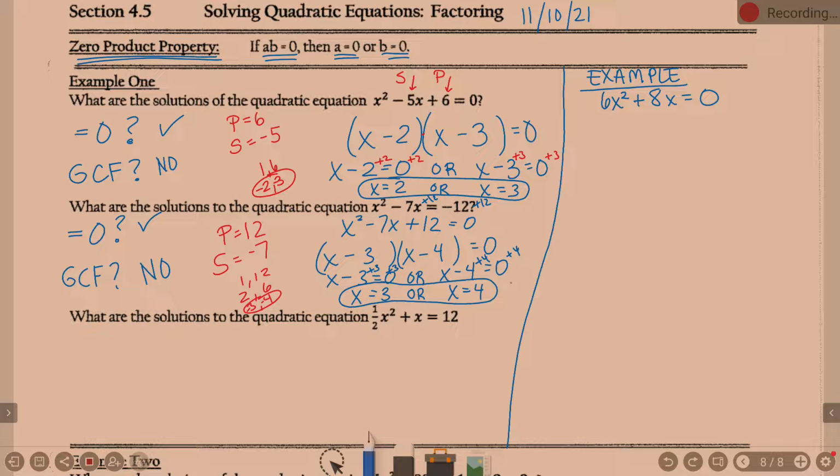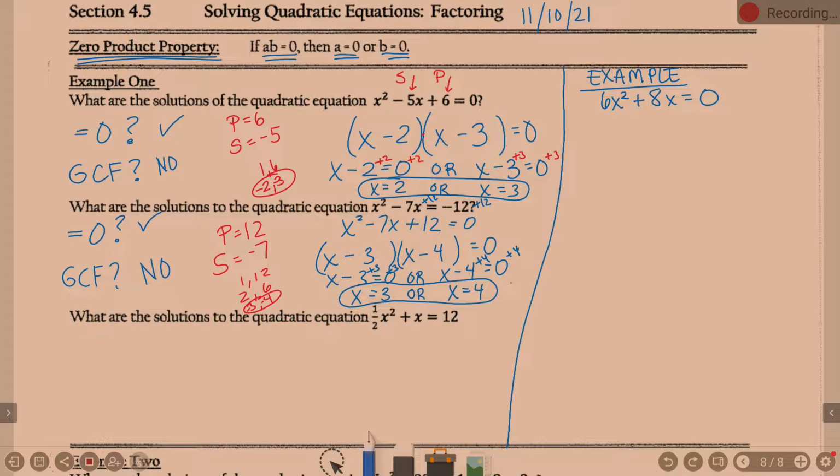My example says, I wrote it kind of small, didn't I? Sorry. I'm not used to the big Q for this lesson. 6x squared plus 8x equals 0. First question: does it equal 0? It does equal 0. Yes. Second question.